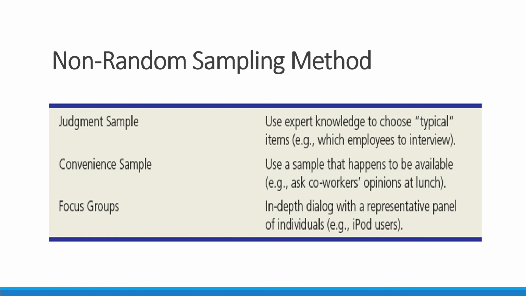The second method of sampling is non-random sampling. So here in this method, the random criteria is dismissed. The first type is judgment sample, which is using expert knowledge to choose typical items.